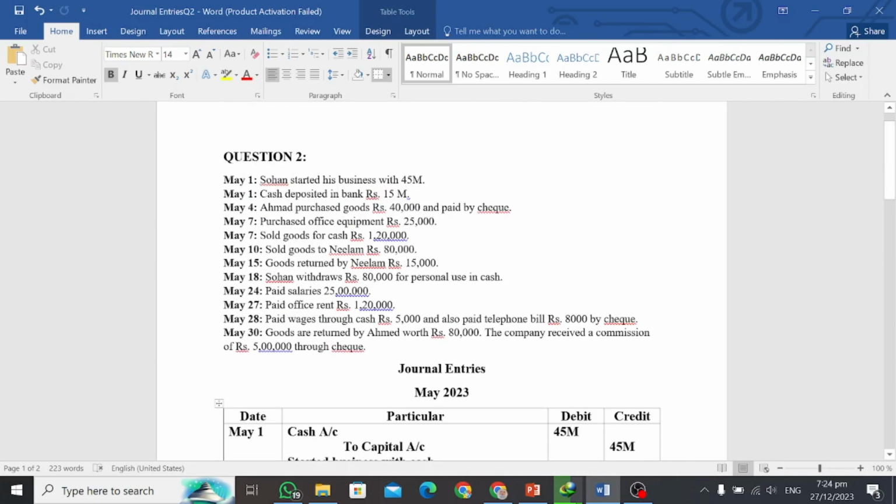May 18, Sohan withdraws rupees 80,000 for personal use in cash. When money is withdrawn for personal use, it is termed as drawing account, and money is in the form of cash, so we have cash account. So drawing account is an expense, so when there is an expense it is always debited. So drawing account will be debited and cash account will be credited.